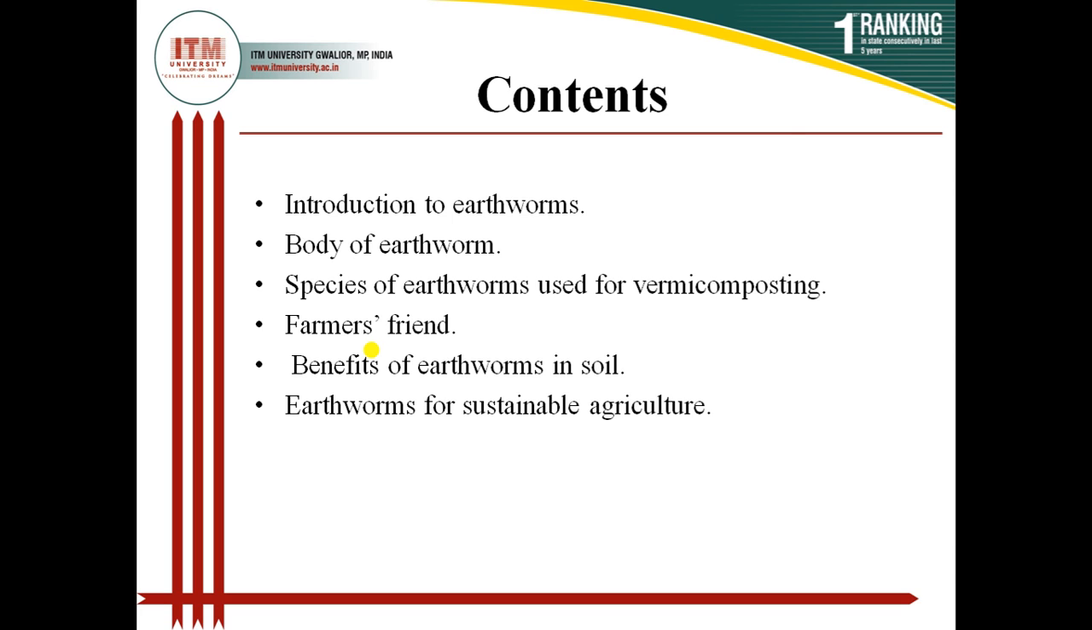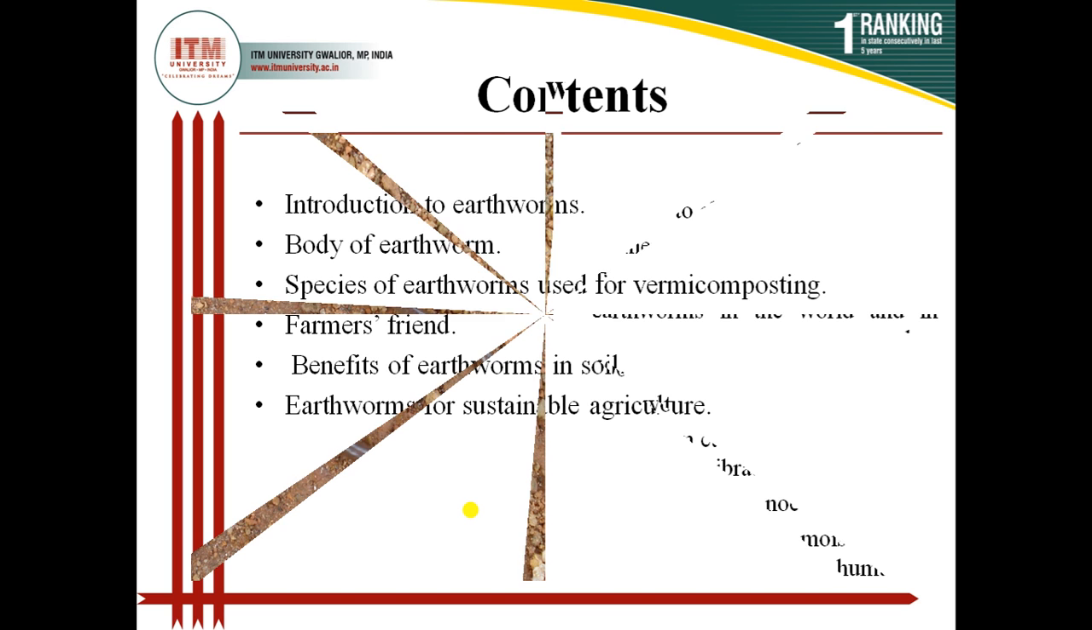The topics I will cover are the introduction to earthworm. Definitely earthworms are the most important agent for our farmers. Earthworm is not only important to convert waste into compost, it has several beneficial effects on agriculture. So definitely we should rear earthworms at our farm. Then the body of earthworm, and the species of earthworm used for vermicomposting. This is very important; every species cannot be used. Farmer's friend is a slogan used for earthworms: earthworms are the best friend of the farmers. Then the benefit of earthworm in soil and earthworm for sustainable agriculture. These points will be covered in today's lecture.